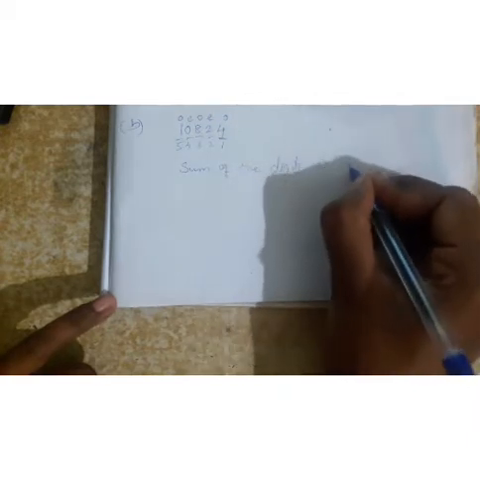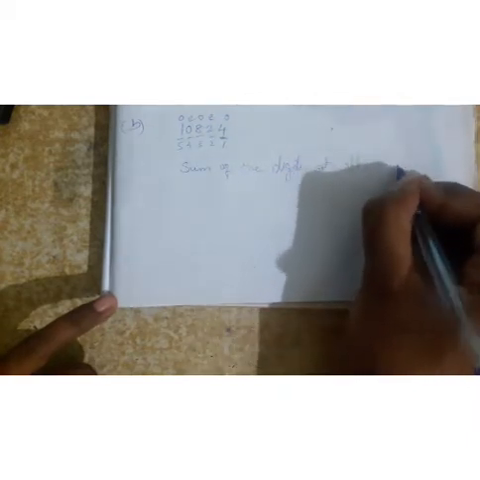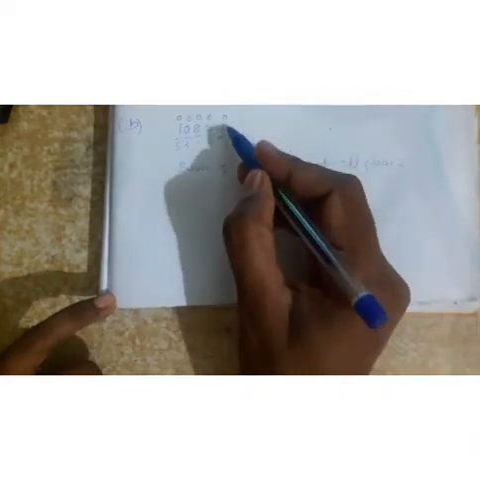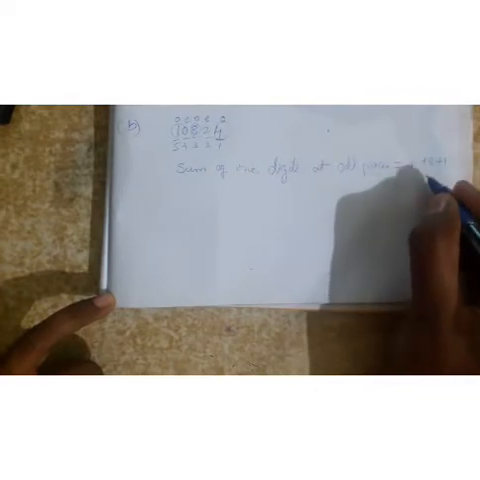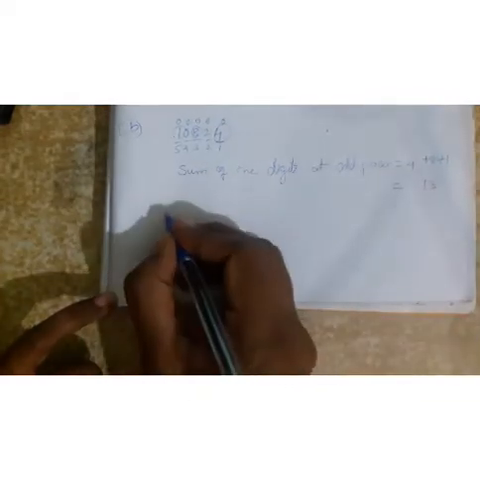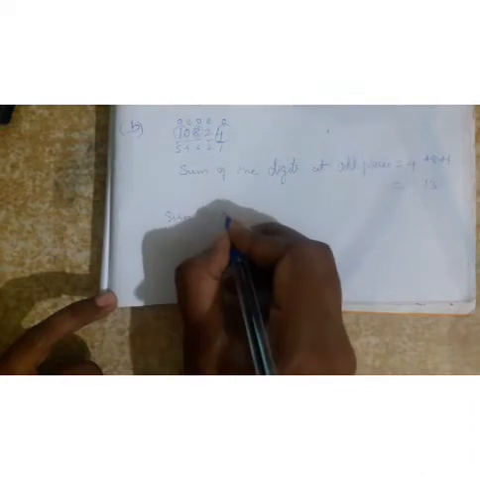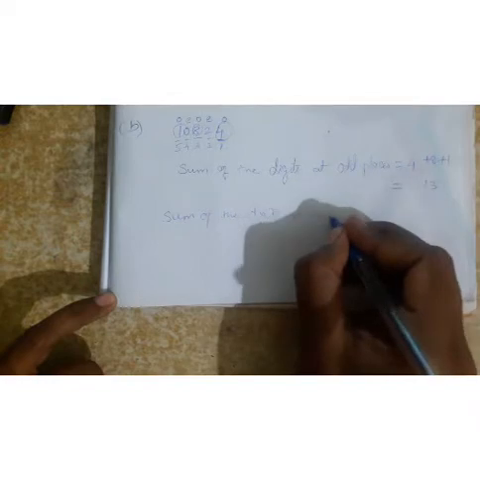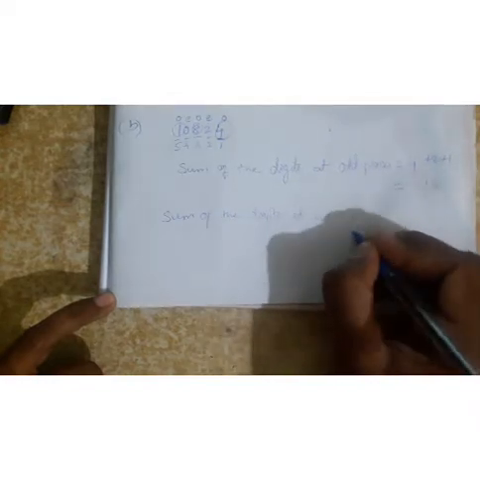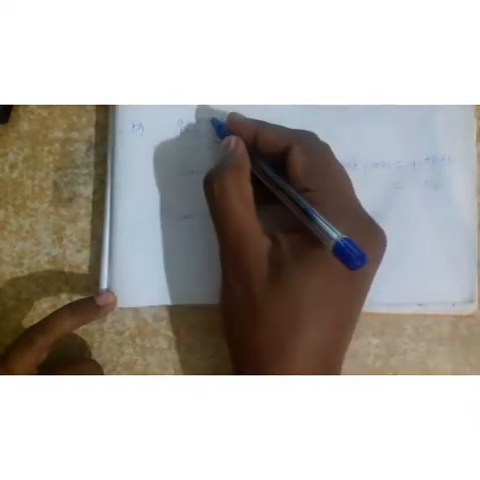Now write sum of the digits at odd places equal to, the odd places are 4, 8 and 1. 4 plus 8 plus 1 is equal to 13. Sum of the digits at even places equal to, even places are 2 and 0. 2 plus 0 equal to 2.